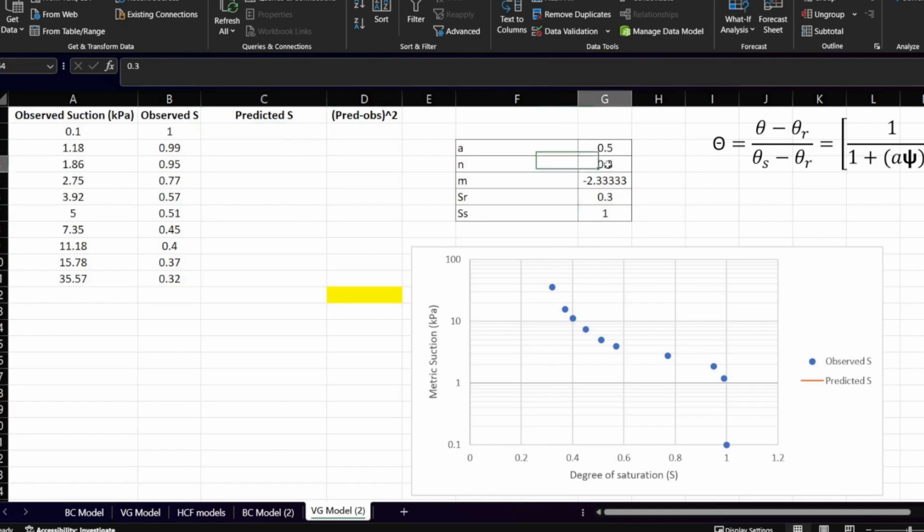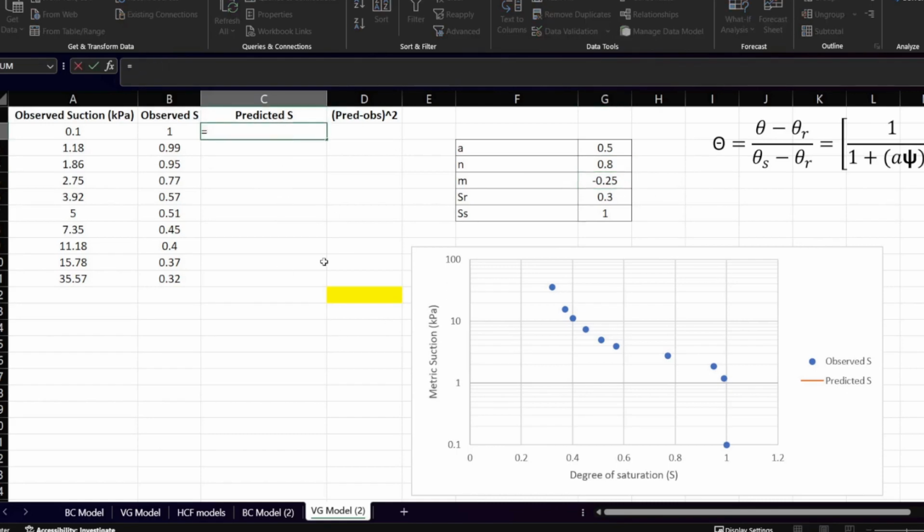Now we'll write the expression. Let's increase this one to 1 or 0.8, it's okay. Now we'll type the equation here. The predicted value of S is equal to theta r or Sr, let's lock this one, plus theta s minus theta r. Theta s is S corresponding to Ss. Let's lock Ss minus Sr, lock this one also, and multiplied by this whole expression, 1 upon 1 plus a psi to the power n, to the power m.